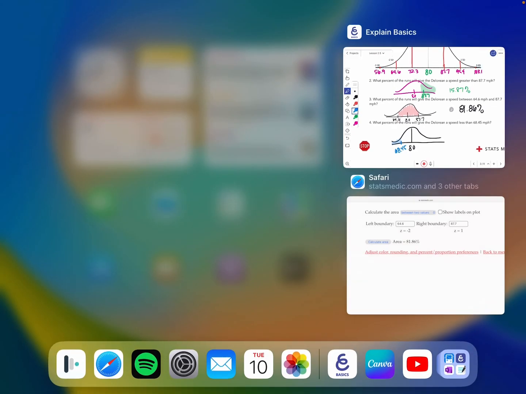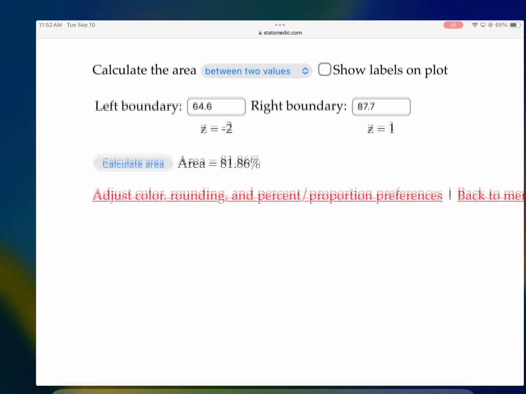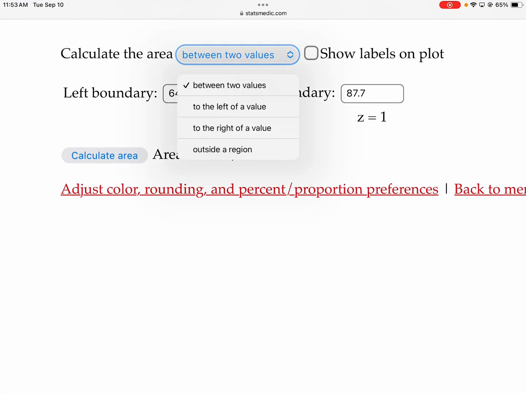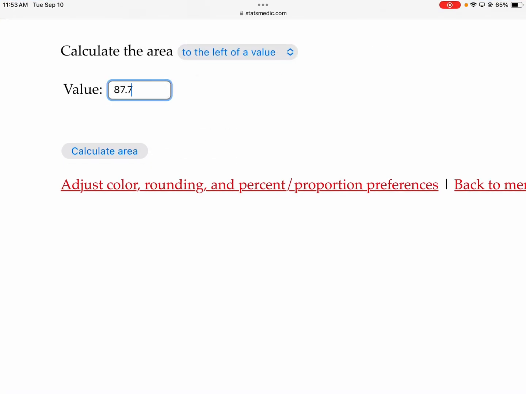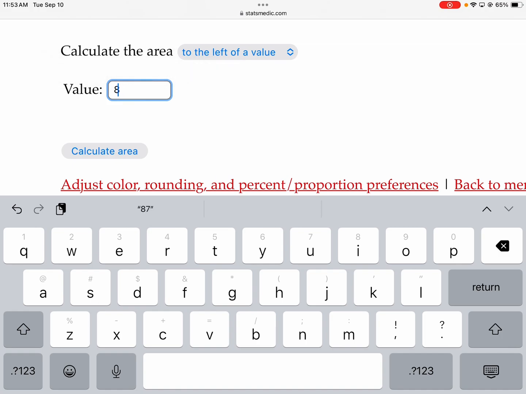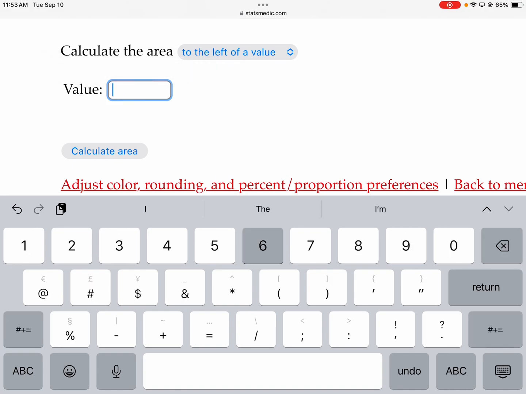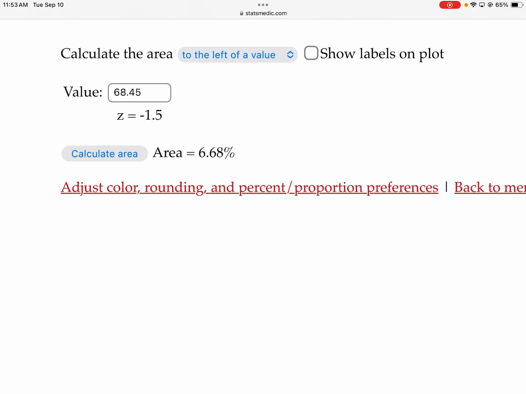Okay, so if I switch back over, and it's 68.45, we're going to change it to the left. We're going to put in that one number, 68.45. We're going to calculate the area. There is my percentage, 6.68. Okay? What do you think? Not too terrible, right? It's just letting that applet.